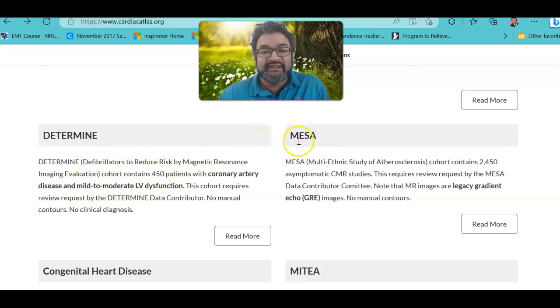And then you have MESA, the Multi-Ethnic Study of Atherosclerosis. This cohort contains 2,450 asymptomatic CMR studies. This requires a review request by the MESA Data Contributor Committee.